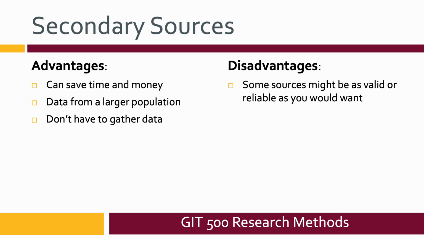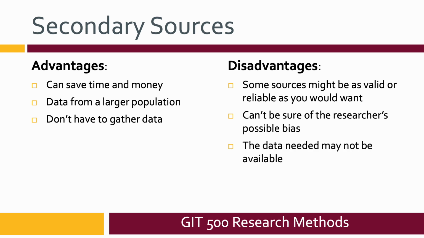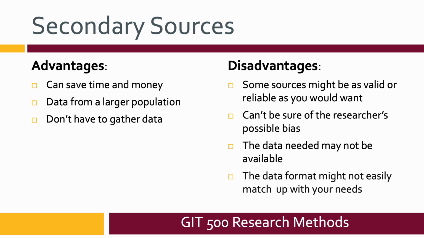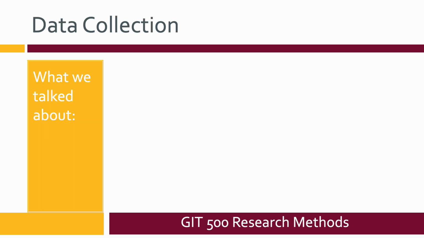The disadvantages are you don't know how valid or reliable those sources are. You can't be sure that the researcher didn't have a bias. And the data may not be available that you need. And the data format might not match up easily with what you need to do with it. So there's some pluses and minuses there.